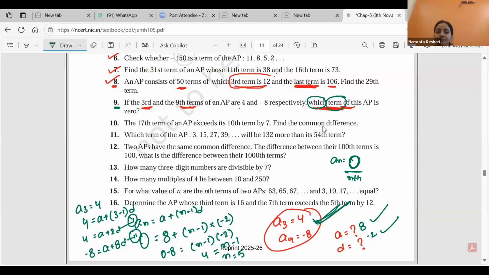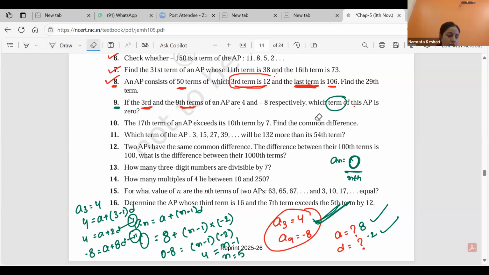Getting it? Yes, ma'am. The moment we get A and D, now we are asking what is the placement of 0. The next part of the question doesn't say find A, find D. Directly the question is asking from you.